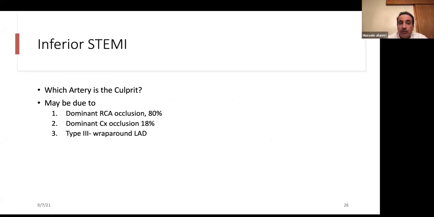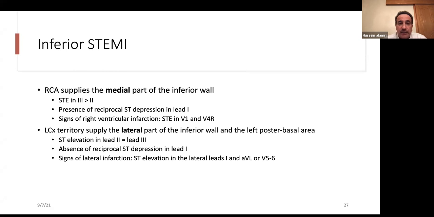So how do you localize which part is occluded? Is it the circumflex? Is it the LAD? Or is it the right coronary artery? In 80% of cases, the inferior STEMI is due to RCA occlusion. In 18%, it's due to circumflex occlusion, and the remaining is due to type 3 LAD. The RCA usually supplies the medial part of the inferior wall. So there will be ST elevation in 3 more than 2, along with reciprocal changes in lead 1.